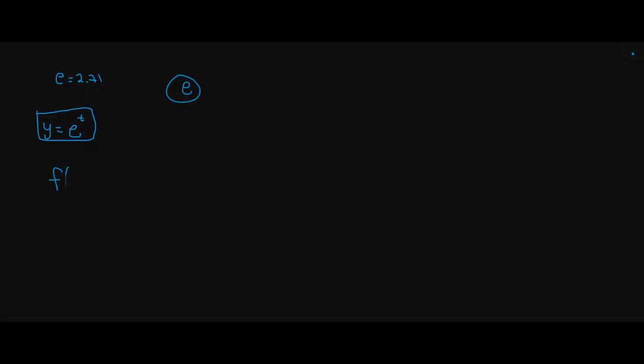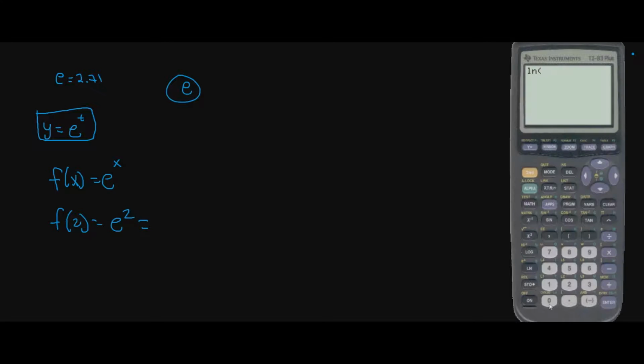Let's say f of x is equal to e to the x. Let's plug in 2. What is e to the 2? 2.71 raised to the second power. Let's go ahead and do second, and right before you see the ln, that's where you get e raised to the 2. And we get 7.389.